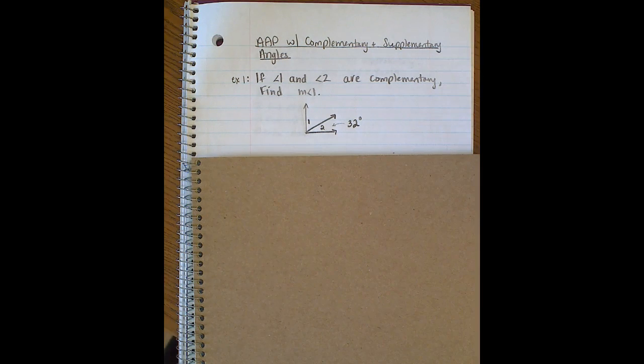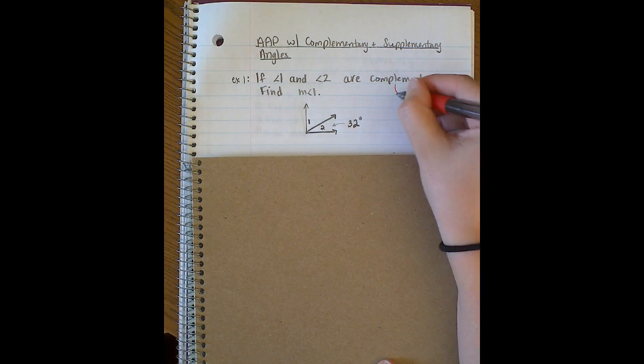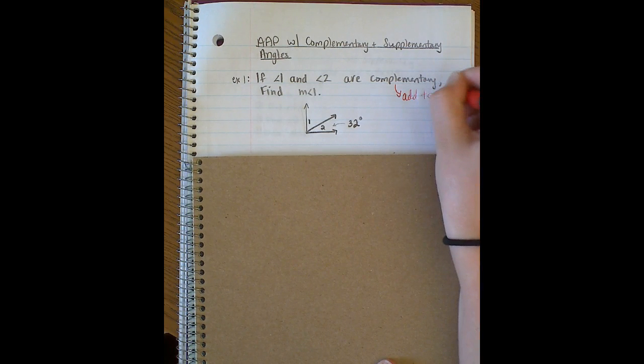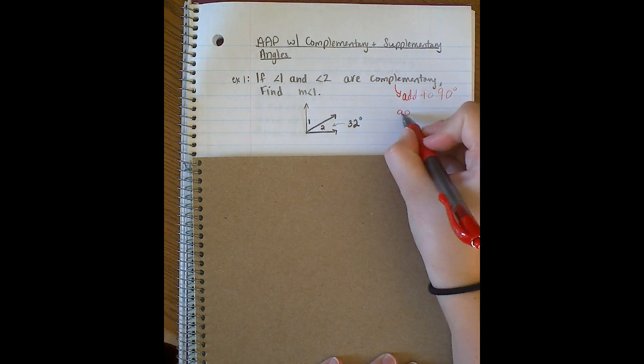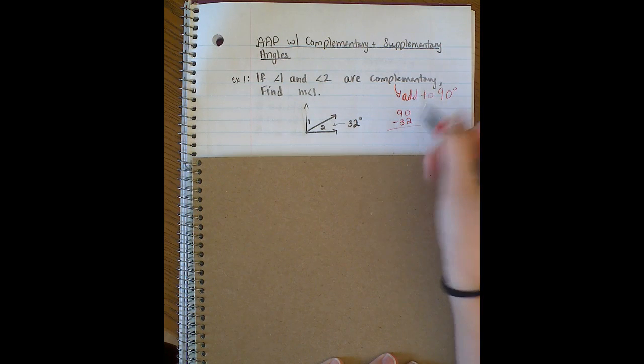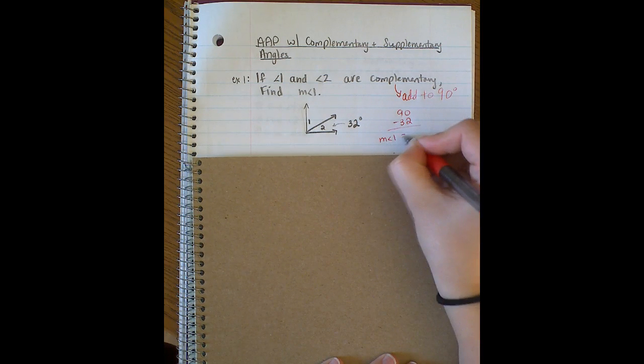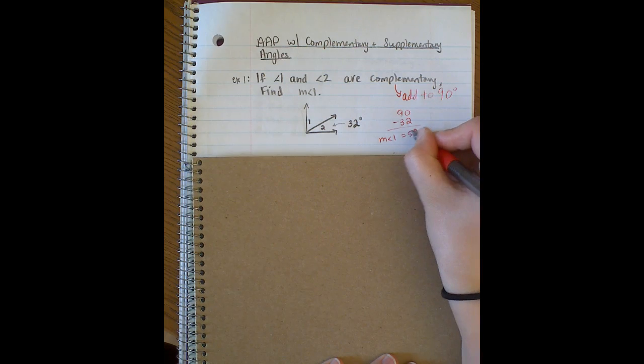So the first example here says, if angle 1 and angle 2 are complementary, find the measure of angle 1. And then it gives us a diagram where angle 2 is equal to 32 degrees. If you recall from our vocabulary way at the start of this year, complementary angles add to 90 degrees. So if angle 2 is 32 degrees, we're going to simply subtract 90 minus 32, and that will give me the measure of angle 1, which should be 58 degrees.